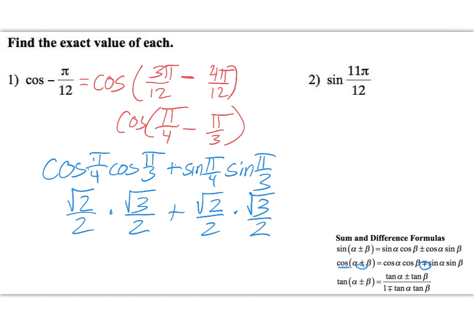And I screwed up my cosine. That should be a half. Sorry about that. That gives us root 2 over 4 plus root 6 over 4. And again, should not be shocked that we're seeing those things. Okay, I'm going to do the same thing here.